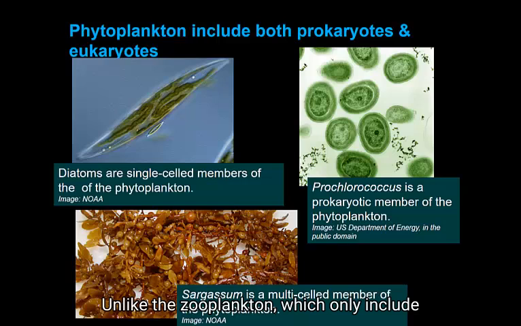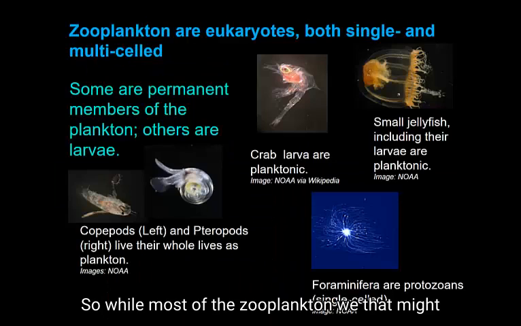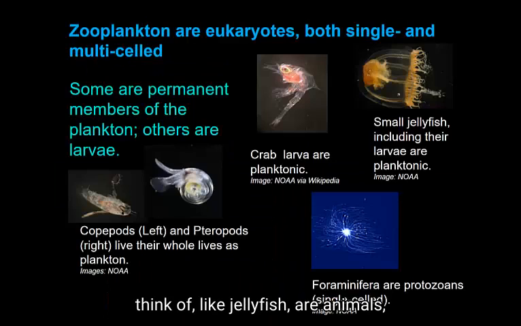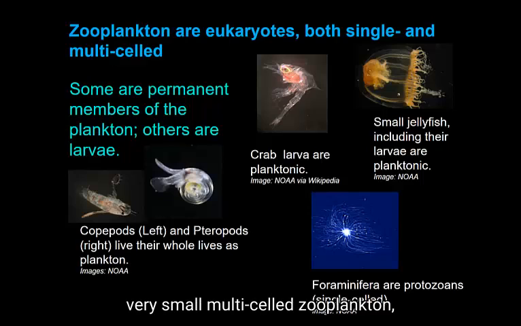Unlike the zooplankton, which only include the eukaryotes, not the prokaryotes, the group phytoplankton includes photosynthesizing prokaryotes, the oldest photosynthesizing group on our planet. So while most of the zooplankton we might think of, like jellyfish, are animals, the group includes single-celled organisms like this foraminiferan, which is a protozoan. Despite being a single cell, some of them can actually prey on very small multi-celled zooplankton, like the copepod shown here, which is a crustacean, the group that also includes shrimps and lobsters.